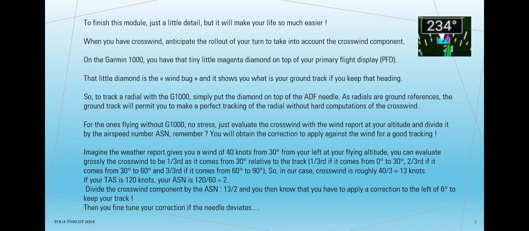So, in our case, crosswind is roughly 40 divided by 3 equals 13 knots. If your TAS is 120 knots, your ASN is 120 divided by 60 equals 2. Divide the crosswind component by the ASN, 13 divided by 2, and you then know that you have to apply a correction to the left of 6 degrees to keep your track. Then you fine-tune your correction if the needle deviates.